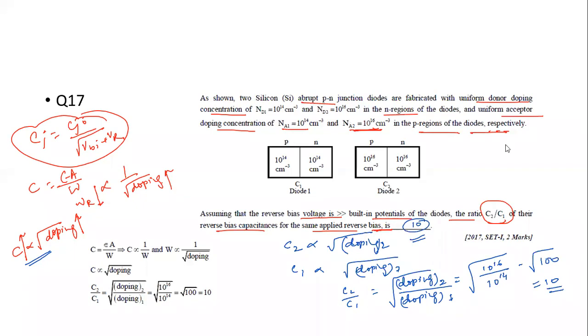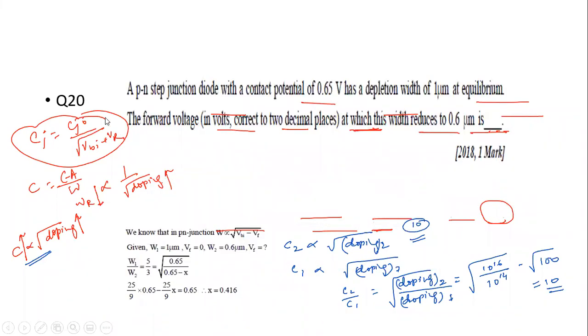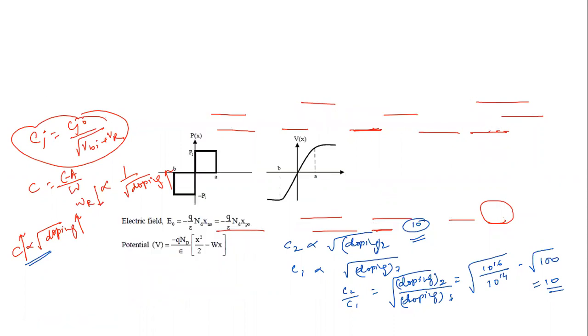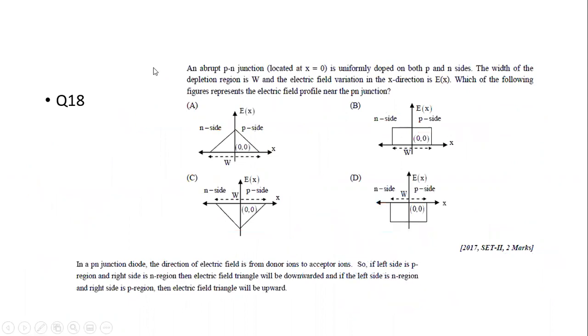Now come to the next question, question number 18. This is one of the best questions. An abrupt PN junction located at x equal to 0 is uniformly doped on P side and N side. The width of the depletion region is W, and the electric field variation in the x direction is E(x). Which of the following represents the electric field profile near the PN junction?